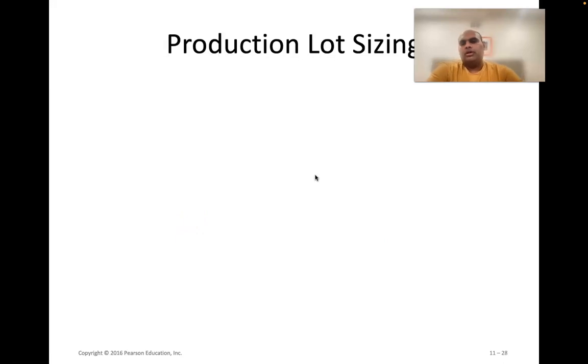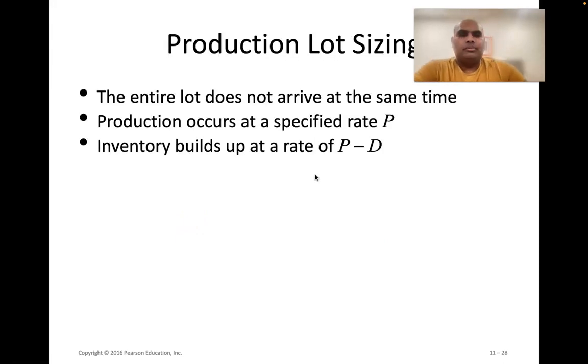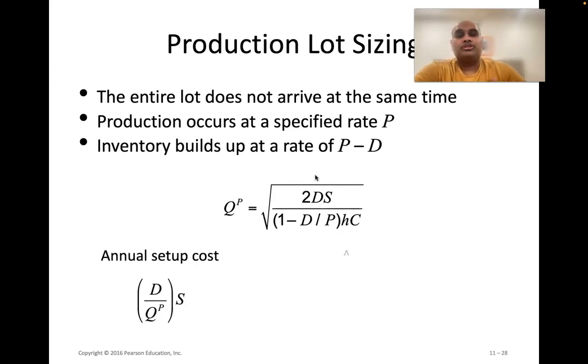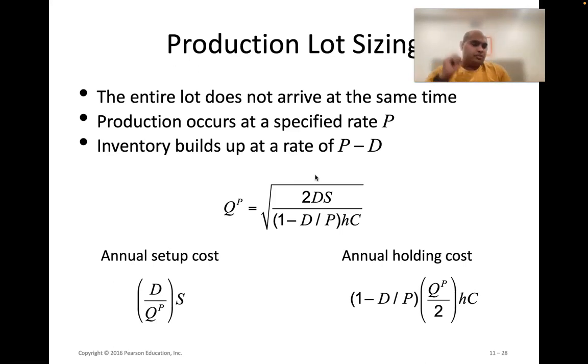All right. So with that, let's get to the main model that I want to talk about for this particular video, which is the production lot sizing model. So the main difference between the regular lot sizing model and the production lot sizing model is that in the regular lot sizing model, we assume that once you place an order, the order arrives all at once. So your inventory goes from 0 to Q all at once. But what if that's not the case? What if you're manufacturing the item yourself, or the order is arriving in smaller batches?